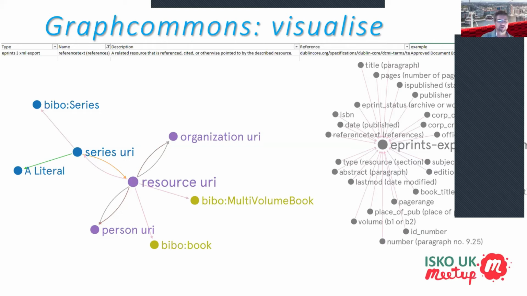So it's part of a series, it has a URI, has an organization, it's a resource, a multi-book volume, and it's a Bibo book. And over here are all the properties that are associated with ePrints. So page range, last modified date, abstract, type, reference text, ISBN, title, pages, and so forth and so on. So I use it a lot for kind of brainstorming.